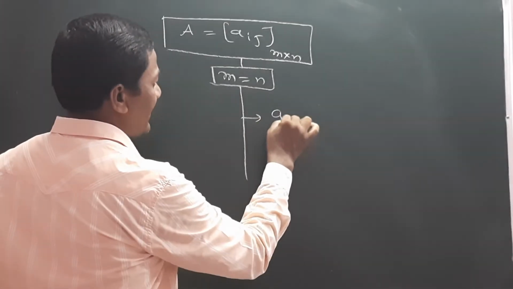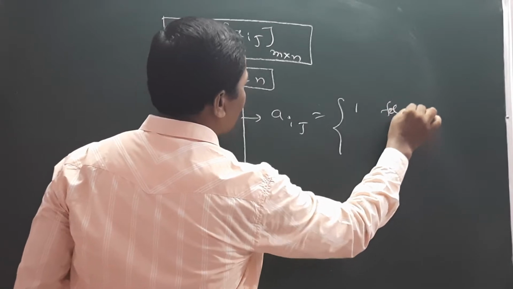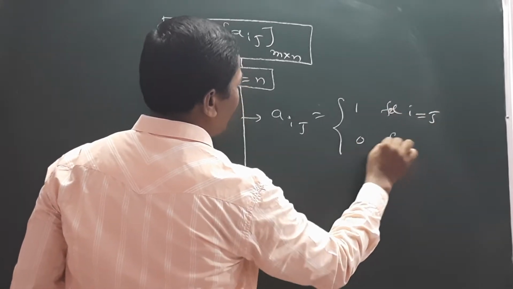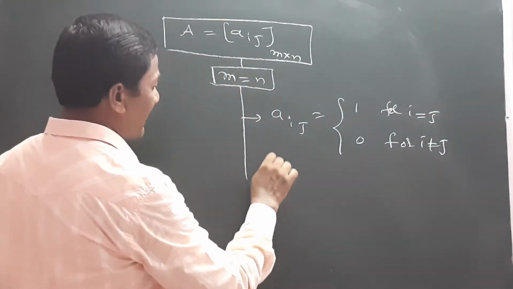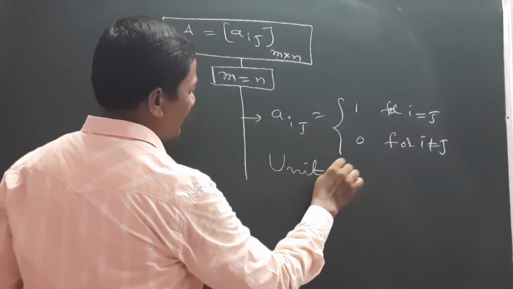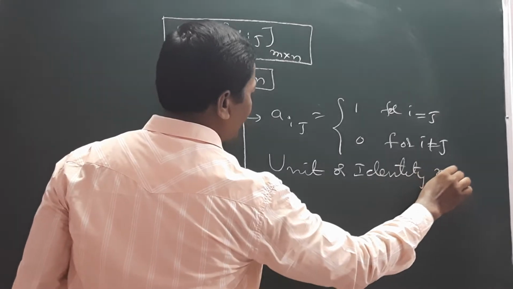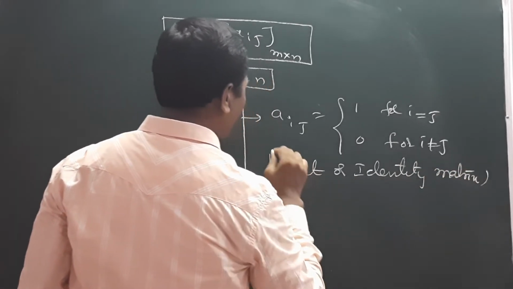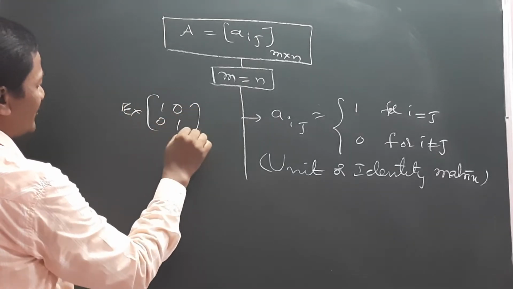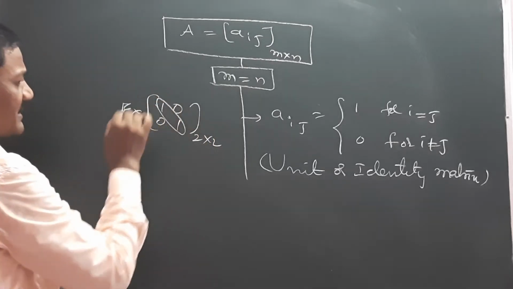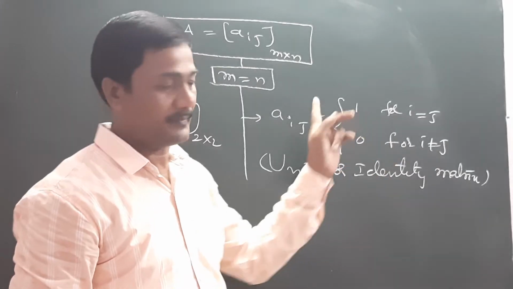Another is Aij is equal to 1 for i is equal to j, 0 for i not equal to j. This is called a unit matrix or identity matrix. Example is 1, 0, 0, 1. This is a 2 by 2 matrix. That means the principal diagonal elements are equal to 1 and the non-principal diagonal elements are always 0.